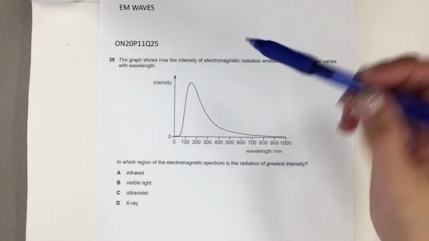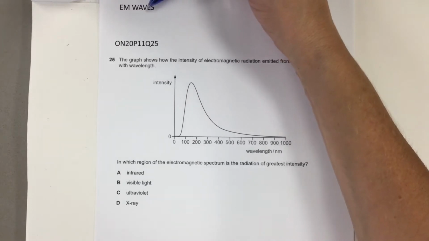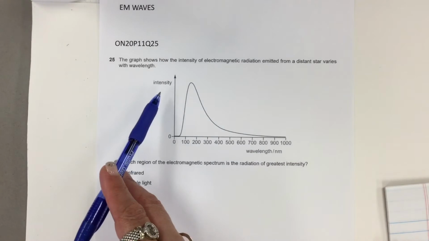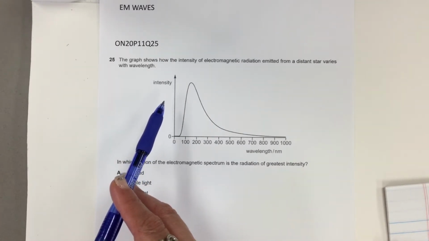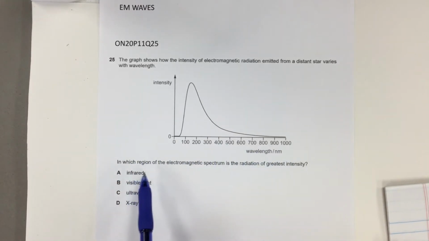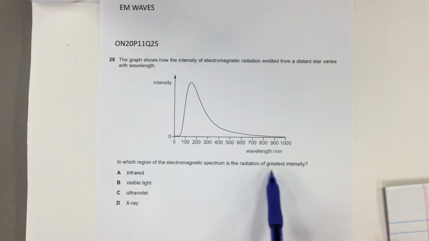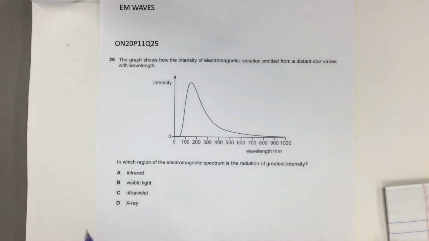This question is about electromagnetic waves, abbreviation EM waves. The graph shows how the intensity of electromagnetic radiation emitted from a distant star varies with wavelength. In which region of the electromagnetic spectrum is the radiation of greatest intensity? Options are infrared, visible light, ultraviolet, or X-ray.